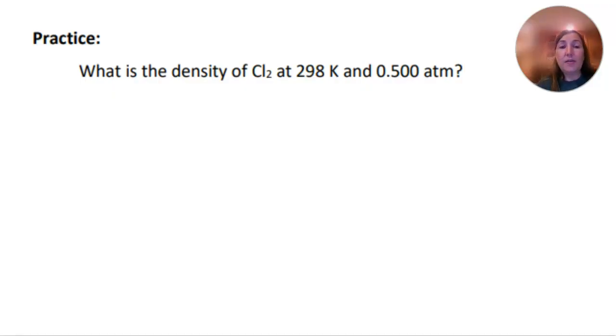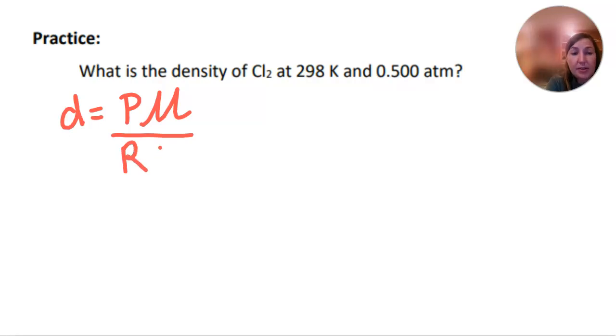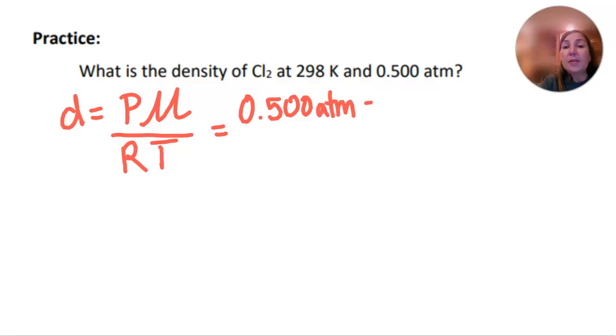What is the density of chlorine at 298 Kelvin and 0.5 atm? Probably one of the best things to do is go back to our equation. We had an equation that said density is pressure times molar mass divided by R times T. So we're just using one of those prior equations to our advantage. We know pressure is 0.5 atm, so we can plug that in. That M is molar mass.